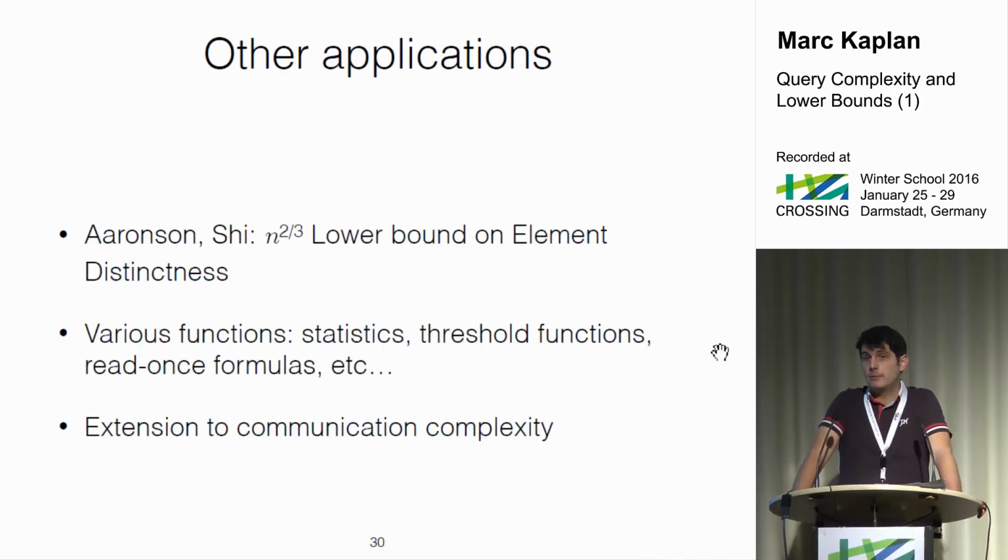The polynomial method has been applied to a number of other places. As I already mentioned, it's used to prove a lower bound on the element distinctness problem. For a very long time, it was the only tight lower bound that we had. It's been applied to various functions, statistics, threshold functions, read-once formulas, etc. I mean, there's a lot of different applications for explicit functions here. And finally, another very interesting fact is that this technique you can also apply to quantum communication complexity.